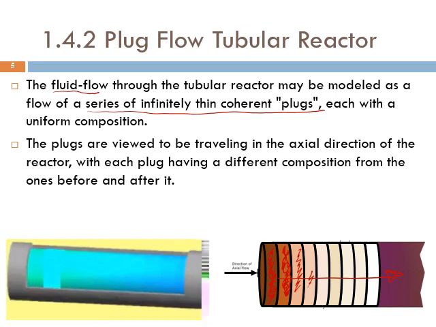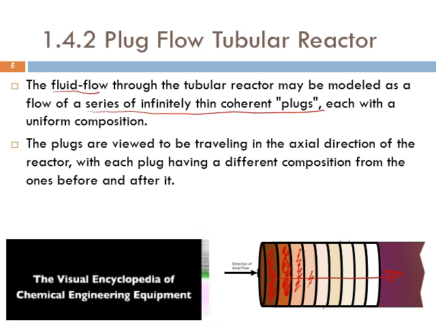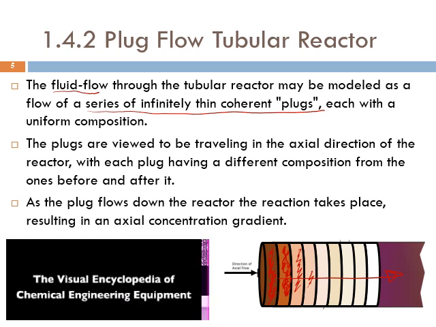Let's look at this video. You can see that the plug started from the beginning and now it's flowing down the length of the reactor. Of course, in front of this moving plug there's another plug which is moving, and before it there's also another plug which is moving. So there is continuous movement of plugs, and hence we call it a plug flow reactor. As the plug flows down the reactor, the reaction takes place, resulting in an axial concentration gradient.